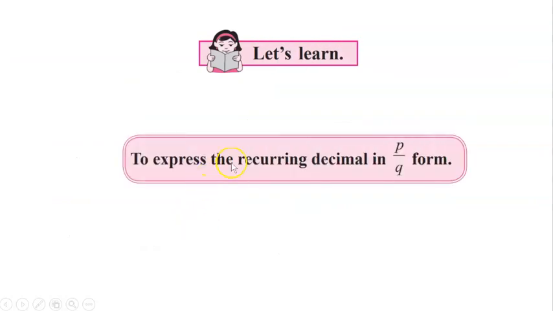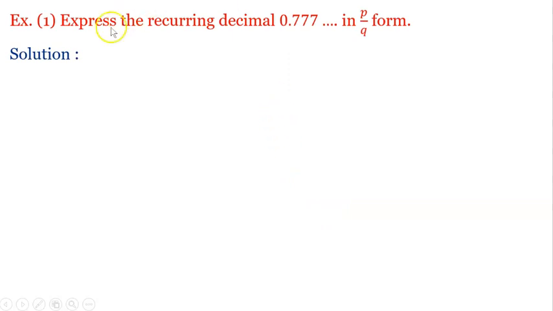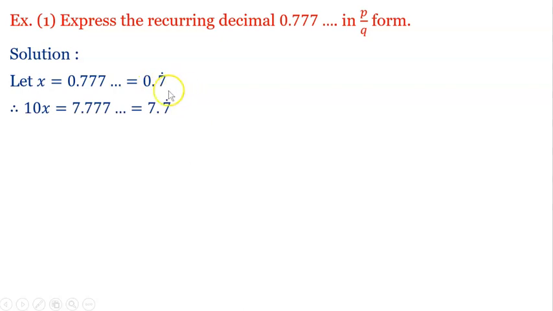Now next, to express a recurring decimal in P upon Q form. Now this is interesting. First example, express the recurring decimal 0.777... in P upon Q form. Now here the digit 7 is repeating, therefore we will write here let x equal 0.77..., that is 0.7 with a dot. Now here a single digit is repeating, therefore we will multiply both sides by 10.